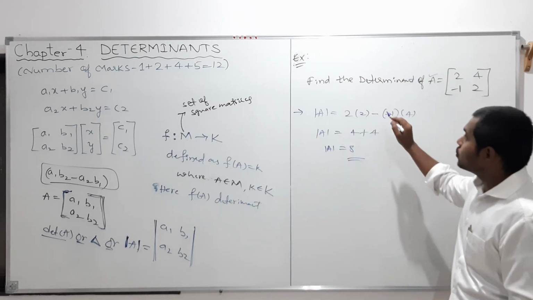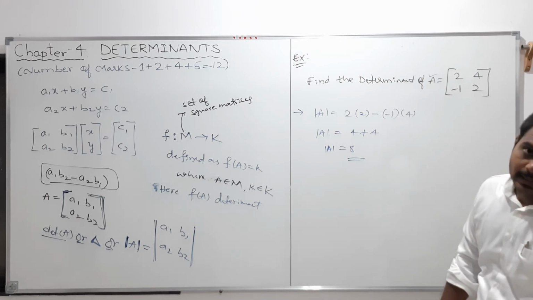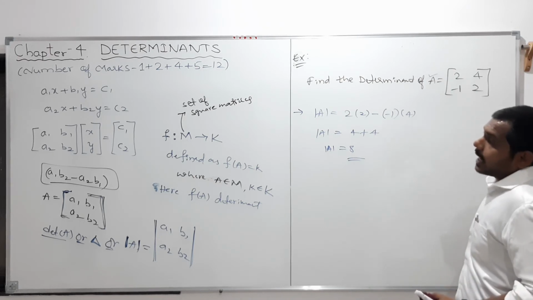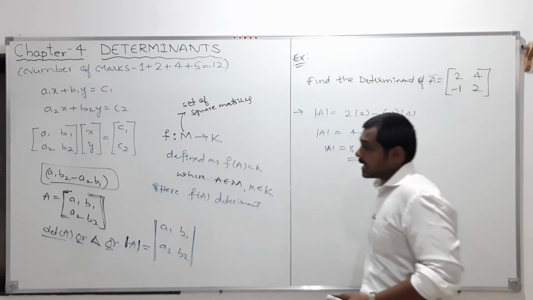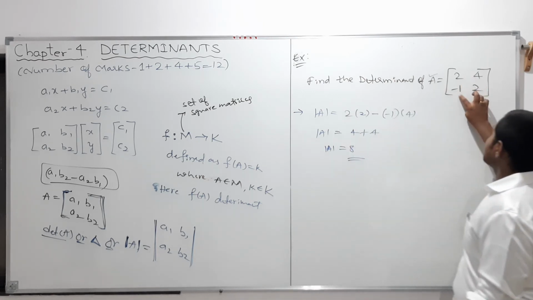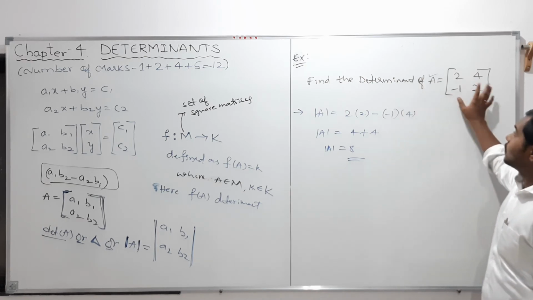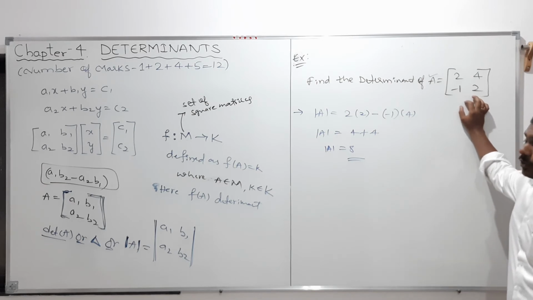Clear? Like this you should find the determinant of any given matrix. If they give you any matrix and ask you to find the determinant, you should use this formula. What is that? This element into this element minus this element into this element will give you the determinant value of the given matrix A. Clear? That is what I told you, my dear students.